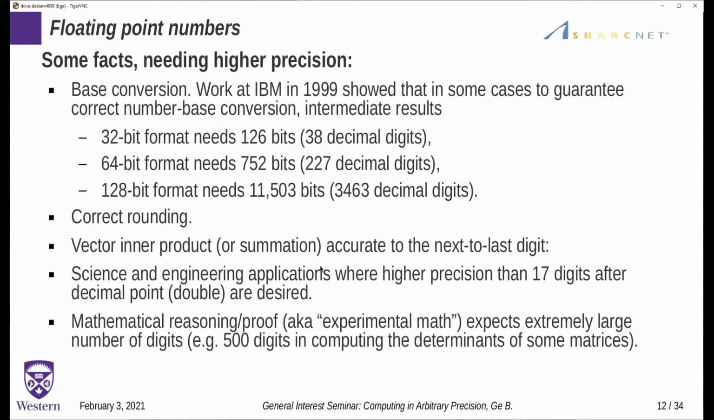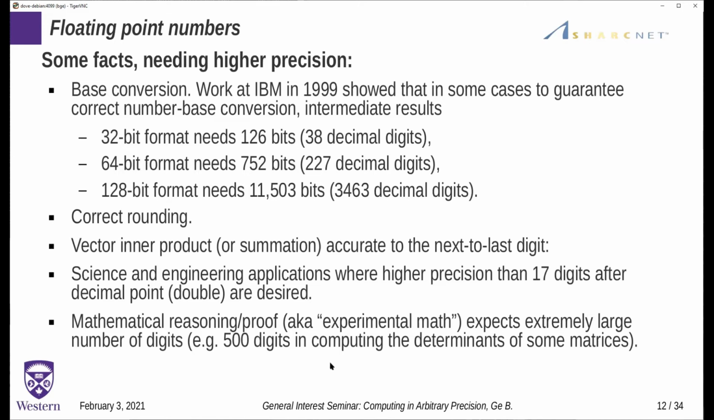And the vector inner product, accurate to the next to the last digit. Why does the vector inner product really matter? Because when you do a vector inner product of two vectors, essentially you're just adding the products of elements, element by element, so you have a summation. If you want accuracy to the next to the last digit, then you will need higher precision, especially when the size of the vector is really large.